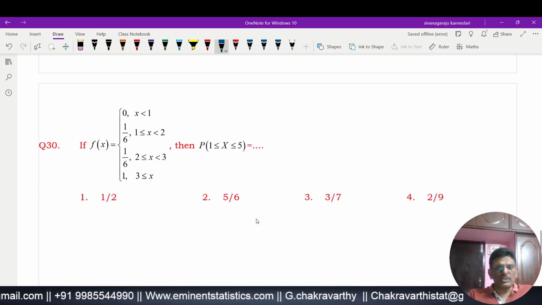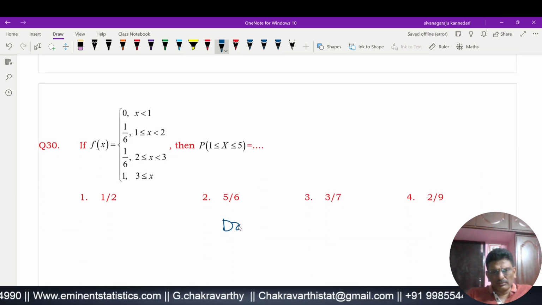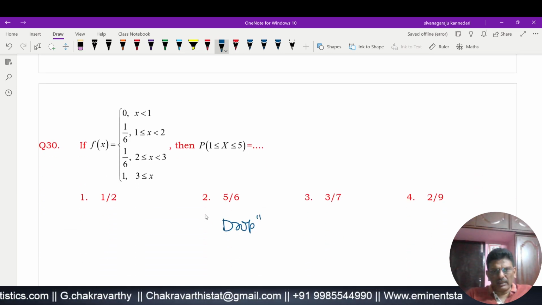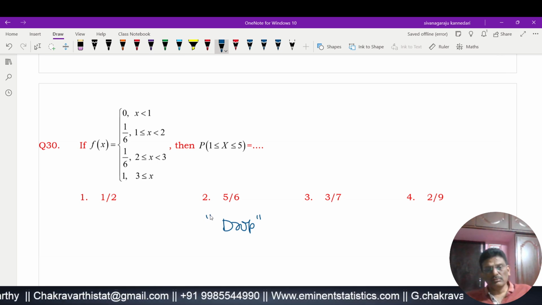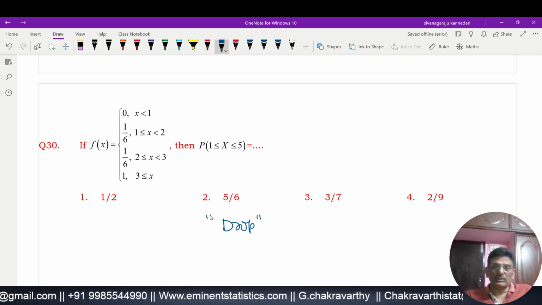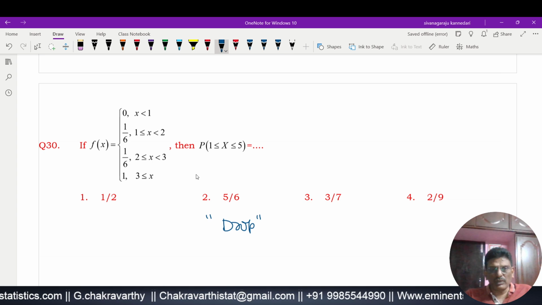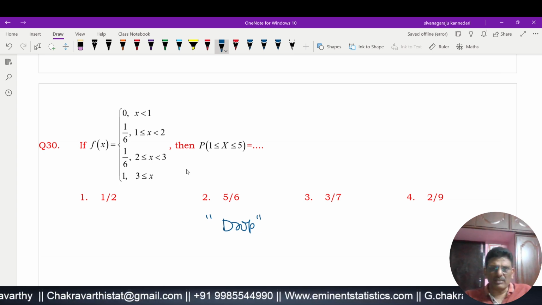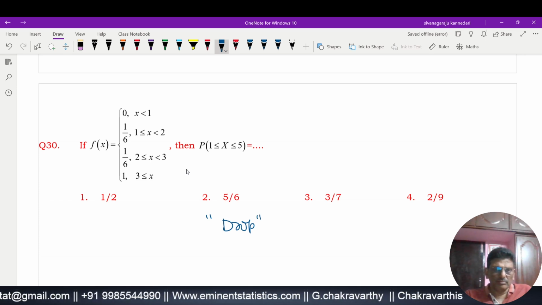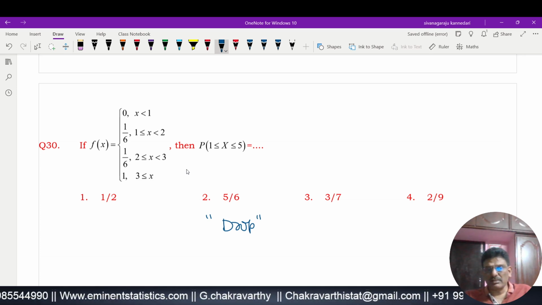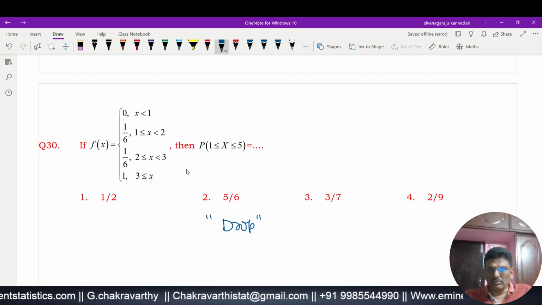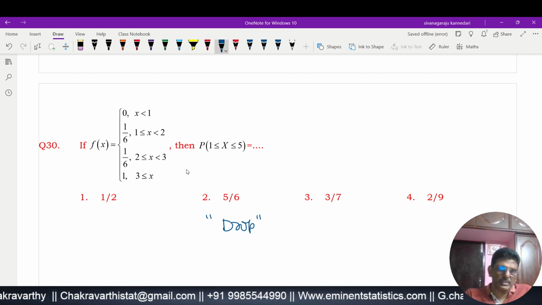Now the 30th question is a dropped question. There is a typographical error, and the given information is wrong, so we cannot find the requirements using this CDF. Actually it is a CDF, but there is some mistake in the problem. That's why the NTA officials and the core committee dropped this question.